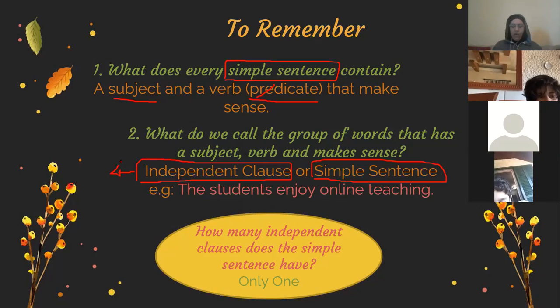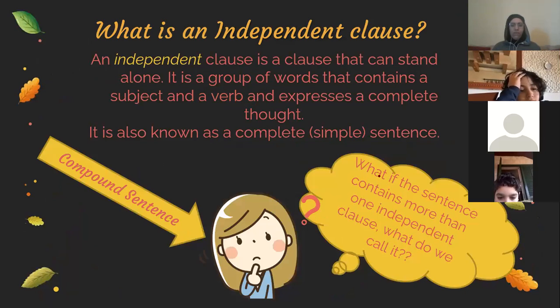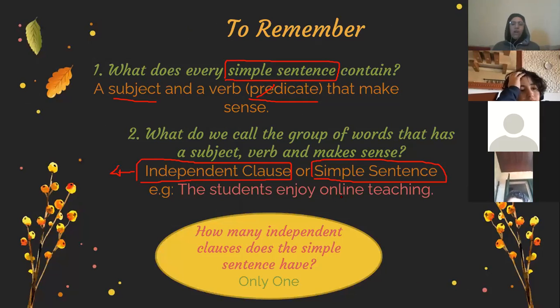I can stand alone. So the same works for the sentence. When I have complete subject, complete verb, and complete idea, they make a simple sentence or an independent clause. Okay, we call it independent clause because it can stand alone. Let me explain this example. The students enjoy online teaching. What is the subject? The students is the subject. Where's the predicate? Enjoy online teaching. And when I read it, I have a complete idea.